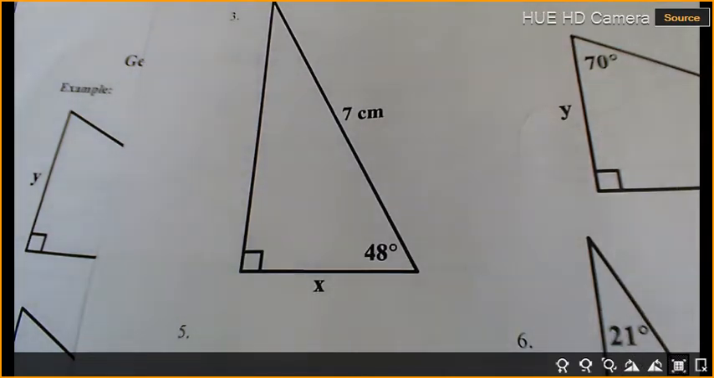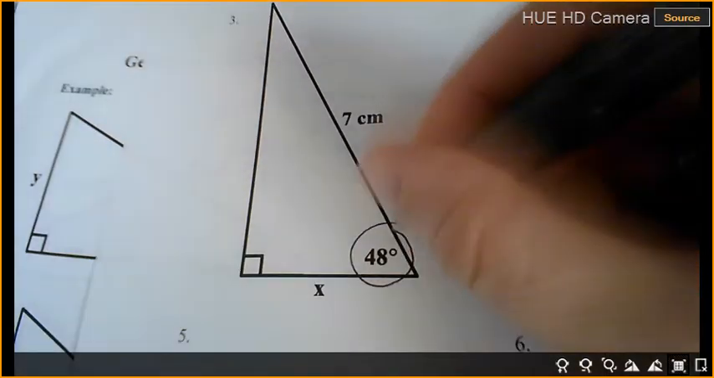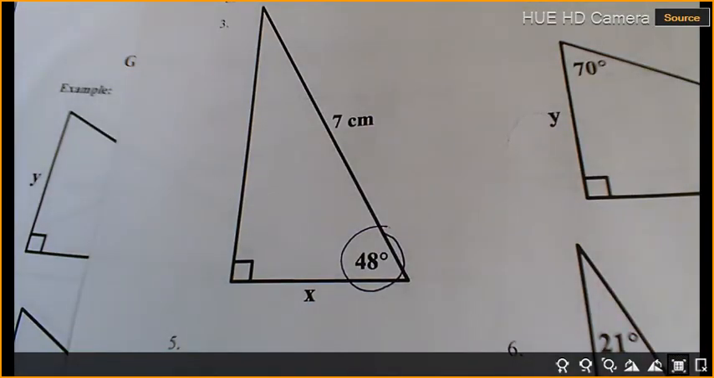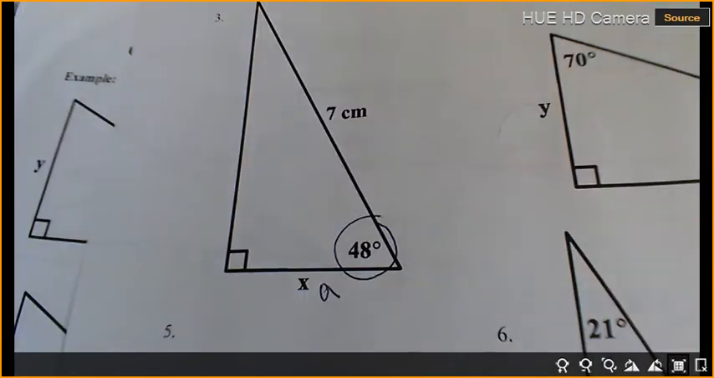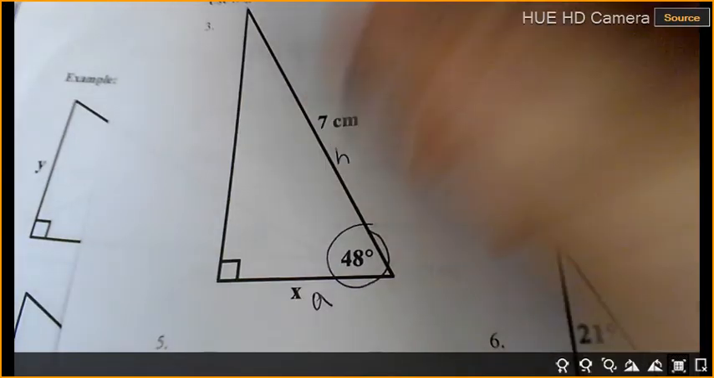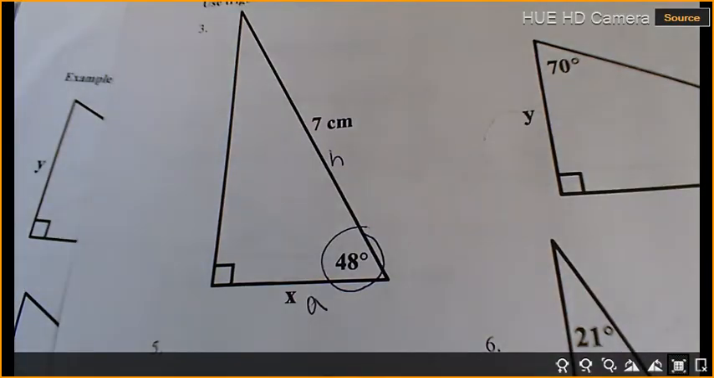Is this a right triangle? Yes. What am I circling, x, 7, or 48? 48, because that is my angle. What is x to 48? Opposite, adjacent, or hypotenuse? Adjacent. It's next to it. It connects with that. So what is 7? Hypotenuse. Okay. So if we're looking at SOHCAHTOA, A and H goes with sine, cosine, or tangent?